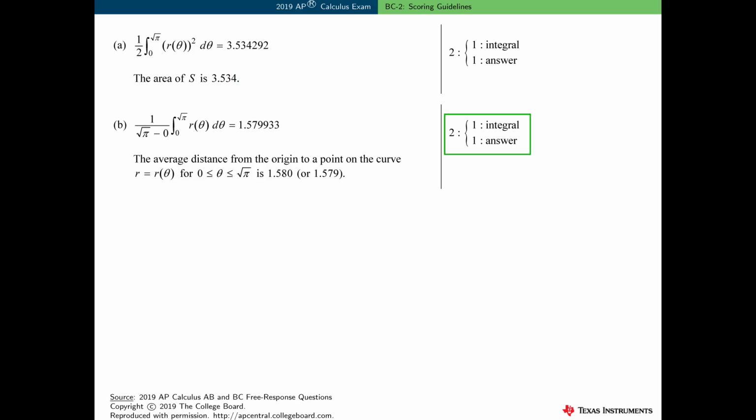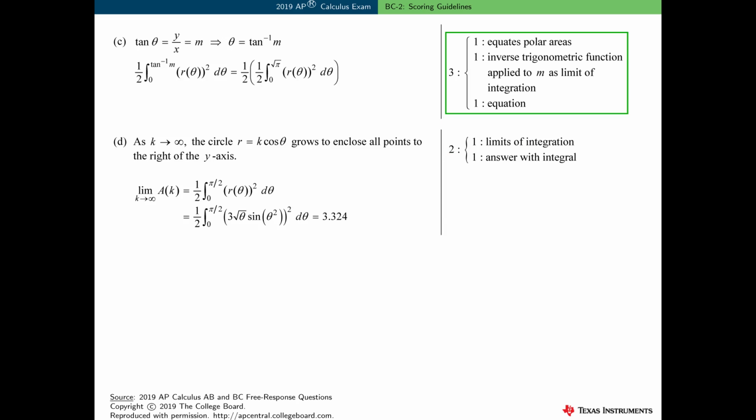Part B was also worth 2 points, and it was scored in a similar manner. The first point was for the integral, including the bounds. And the second point was for the answer, and again, the constant in front was part of the answer point. This answer rounds to 1.58, and the student can present this answer with or without the trailing 0, and it truncates to 1.579.